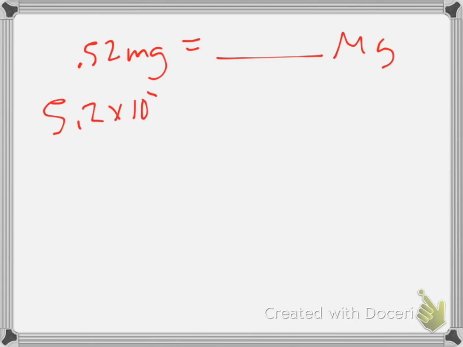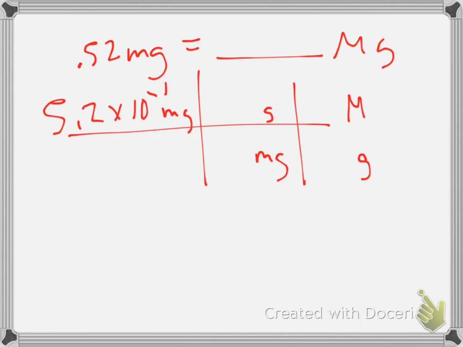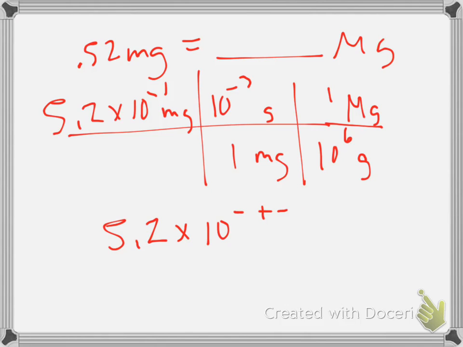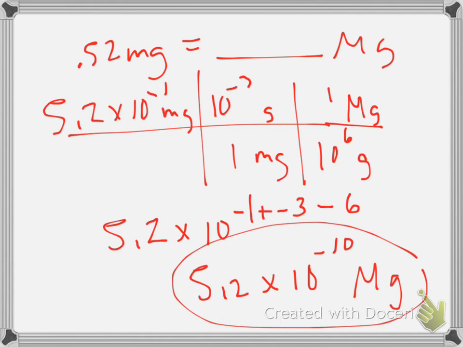Okay, 0.52 milligrams is how many megagrams? 5.2 times 10 to the negative 1 milligrams. And we're putting in milligrams, grams, grams, megagrams. Get those ones in there before you can screw it up. 10 to the negative third, 10 to the sixth. 5.2 times 10 to the negative 1 plus negative 3 minus 6. So we get 5.2 times 10 to the negative 10 megagrams.